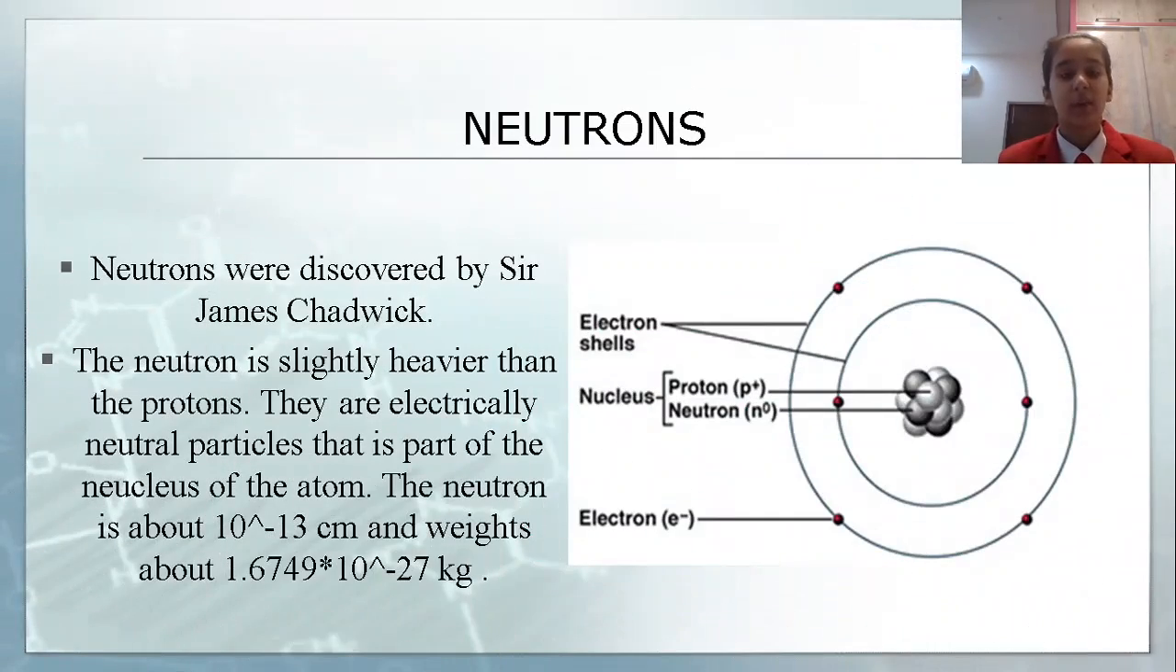Neutrons were discovered by Sir James Chadwick. A neutron is slightly heavier than a proton. They are electrically neutral particles and are a part of the nucleus of an atom. A neutron is about 10 raised to the power minus 13 centimeter in size and weighs about 1.6749 multiplied by 10 raised to the power minus 27 kilogram.